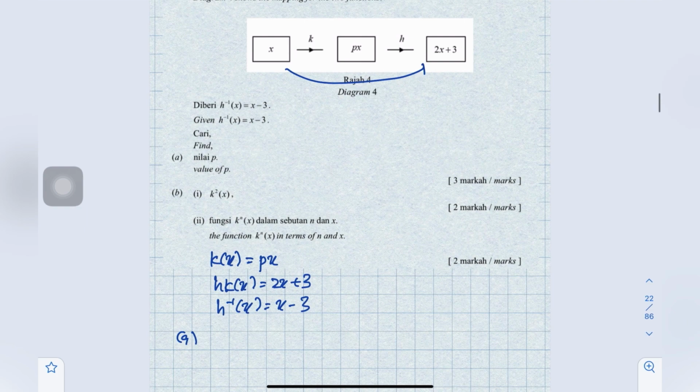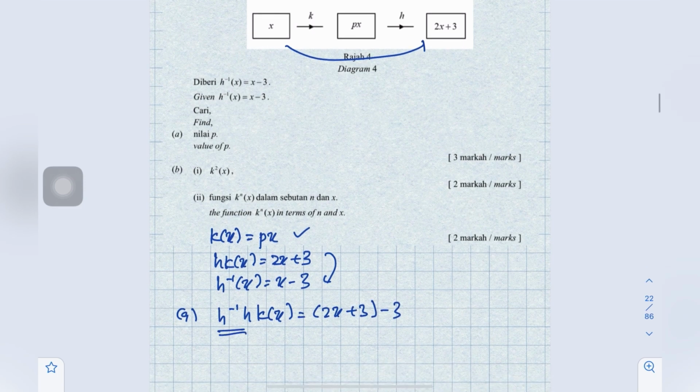Part A, find the value of p. The value of p is in function k(x), so we need to find the function of k(x). To find k(x), we have to find the composite function, h inverse of h of k(x), which equals 2x plus 3 minus 3.